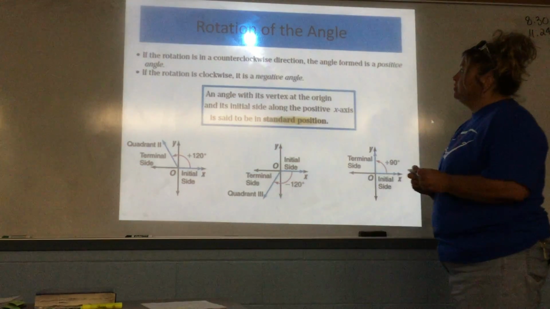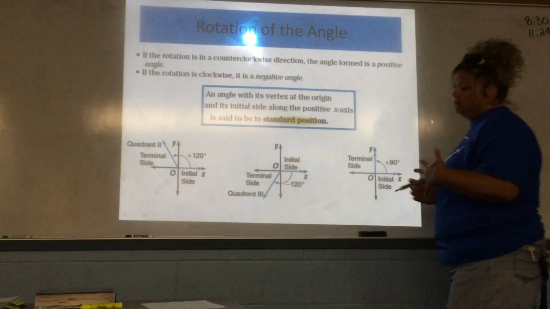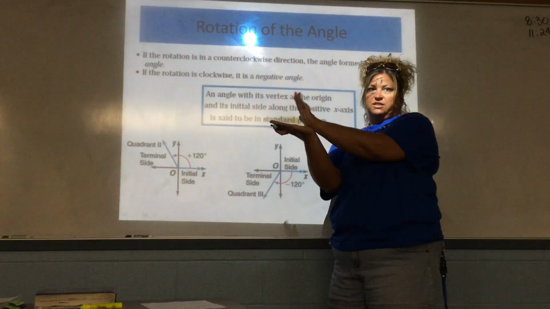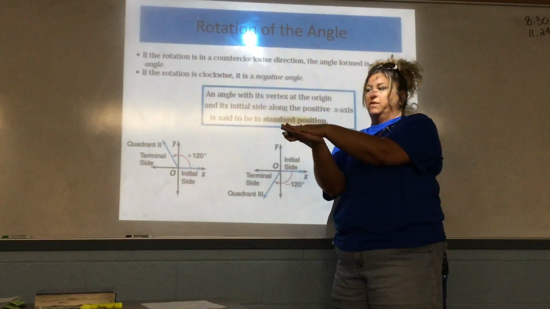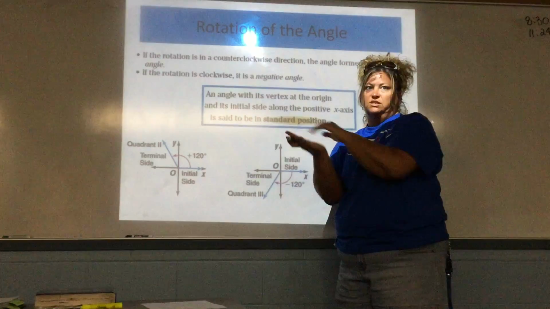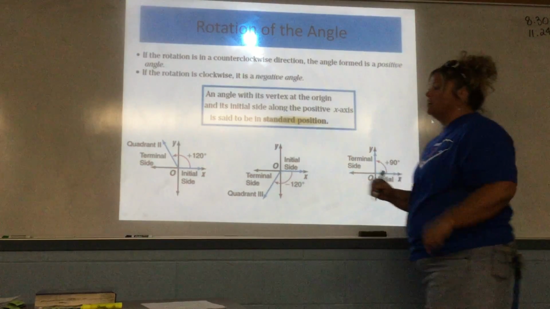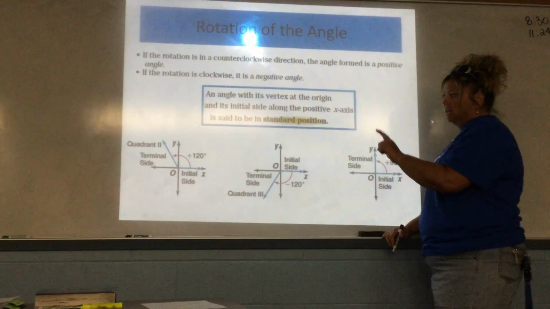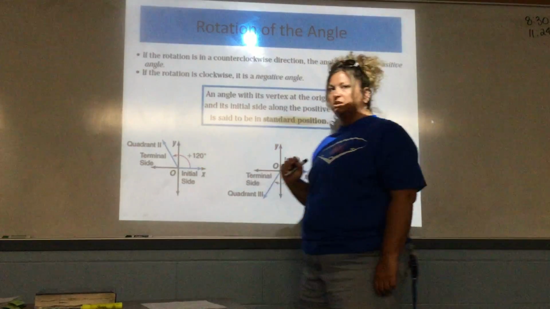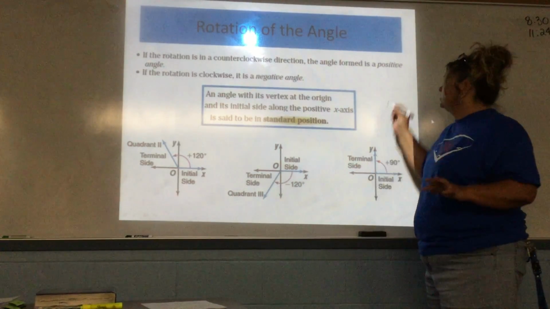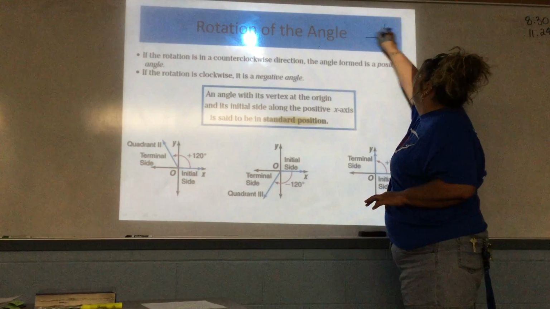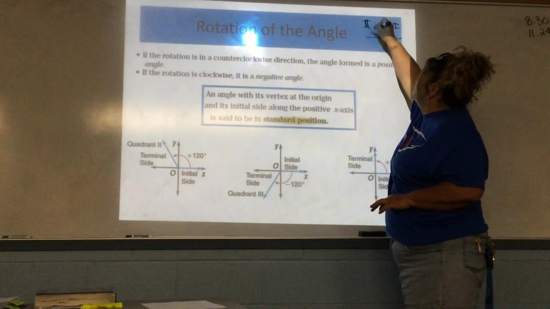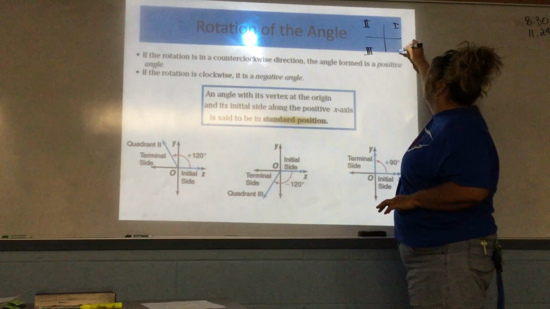All right, rotation of the angle. So basically, it's like saying you have this open or closed mouth and then you're going to open it. They consider that the rotation, okay? And if I rotate all the way around 360 degrees, my hand won't do that. So the initial side starts here, and then the terminal side ends at 120 degrees. Does everybody remember how we name our quadrants? 1, 2, 3, 4.